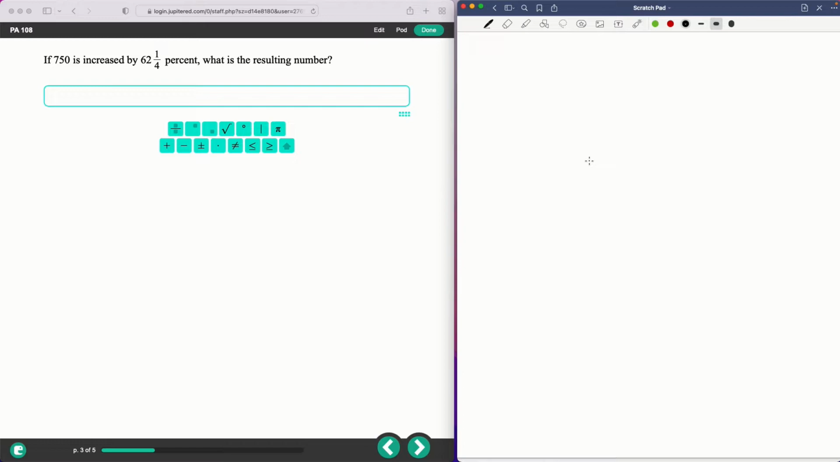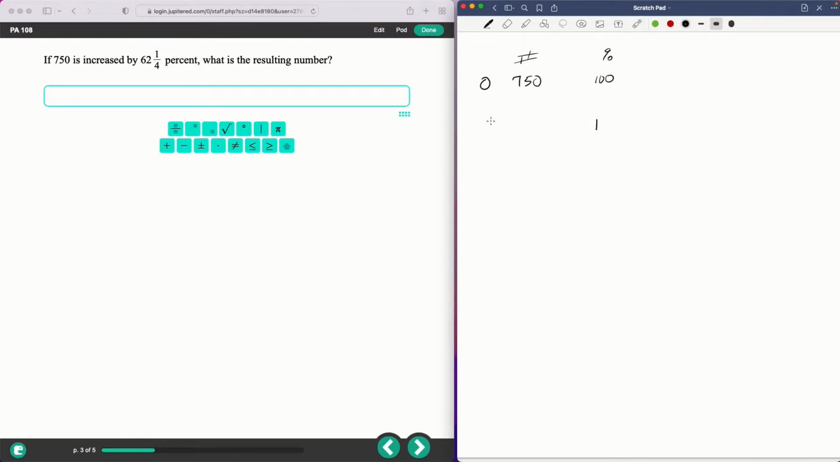If 750 is increased by 62.25%, what is the resulting number? All right, so our original number is 750, right? That's our number. Our original number is 100% of our starting amount. Now, if we increase that by 62.25%, we know that a quarter, because of our last exercise, is 0.25. So we're going to increase it, so that means we're going to add 62.25 to 100.